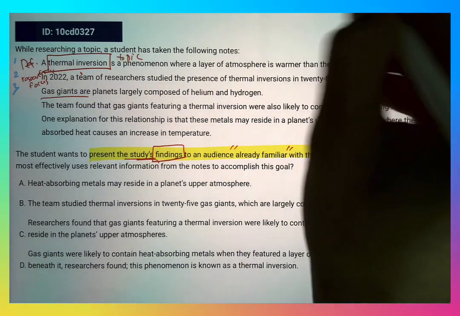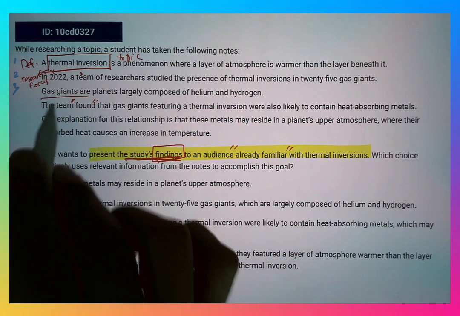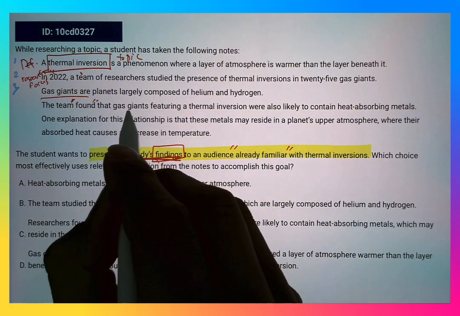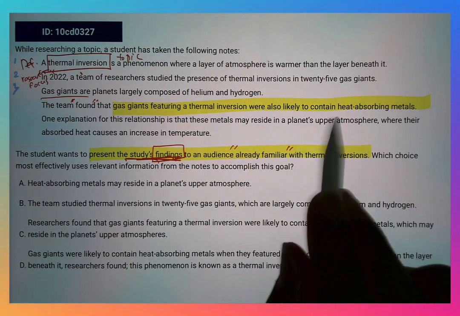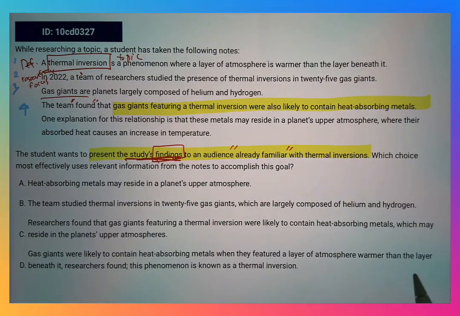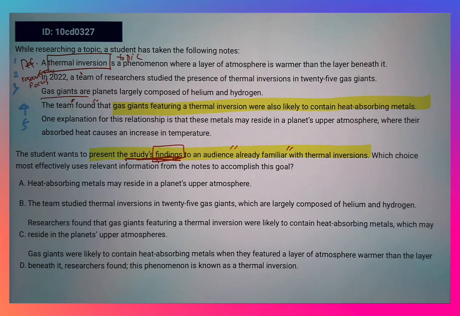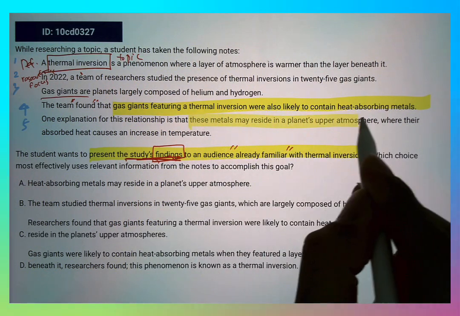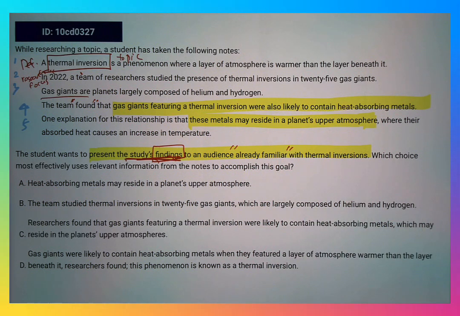absorbing material. So the fact that this word found really matches the study's findings. Findings, found. So I'm going to highlight this entire thing. If your answer choice contains the ideas in line 4, we may get the answer. Line 5, one explanation for this relationship is that these metals may reside in a planet's upper atmosphere. We also want to highlight that because that's a part of the researchers' finding, where their absorbed heat causes an increase in temperature.